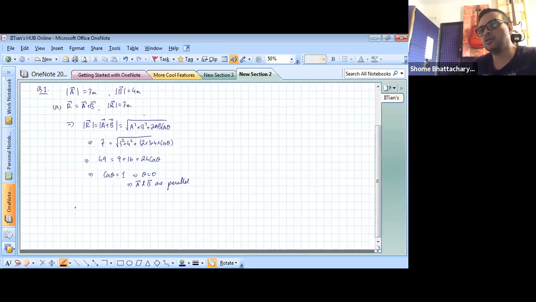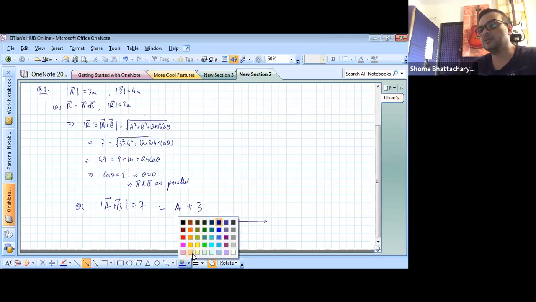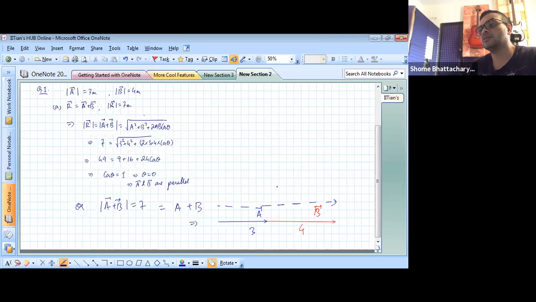Alternately, you can see that the magnitude of A plus B is equal to 7. In this case, that is equal to A plus B. So that means the vectors have to look like this. This is the vector A. Then the vector B has to be parallel to it, so that when you add them up, the resultant becomes 7. You have to realize that if vector B is of magnitude 4 and vector A is of magnitude 3, but their resultant is 7 in magnitude, that means they have to be parallel vectors. You can understand that straight away.